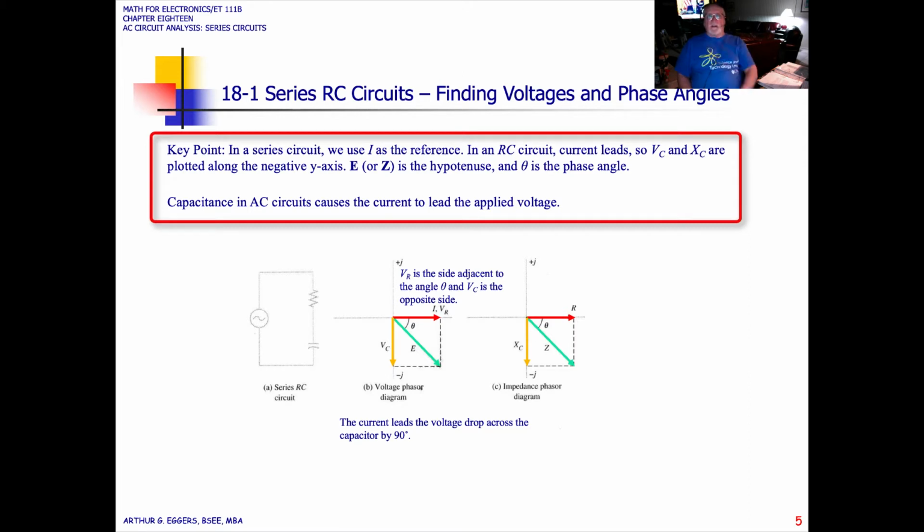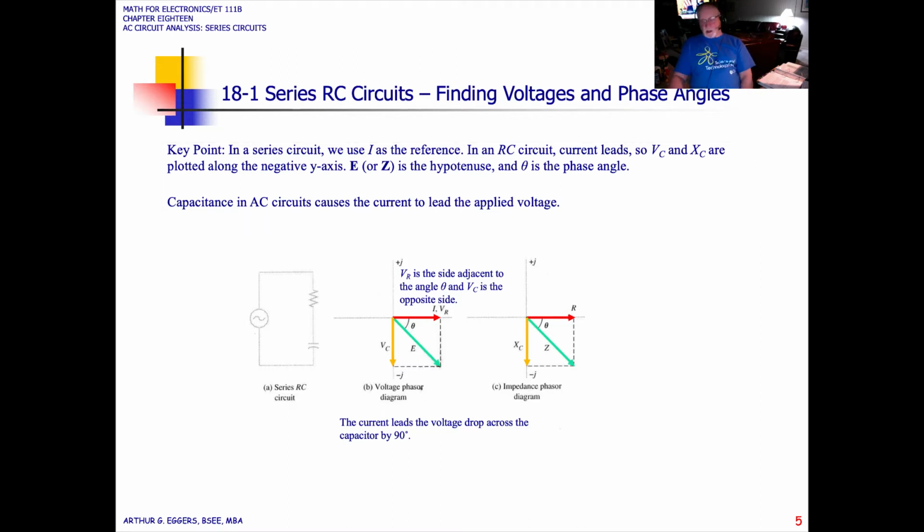In an RC circuit, current leads, so the voltage across the capacitor and the reactance in the capacitor are plotted along the negative y-axis, or that negative j-axis. The applied voltage E, or the total impedance Z, becomes the hypotenuse of the right triangle, or our resultant vector or phasor, and theta then becomes the phase angle. We have to keep track of whether that angle is positive or negative, because it will affect which quadrant we're going to be in. Capacitance in AC circuits causes the current then to lead the applied voltage.